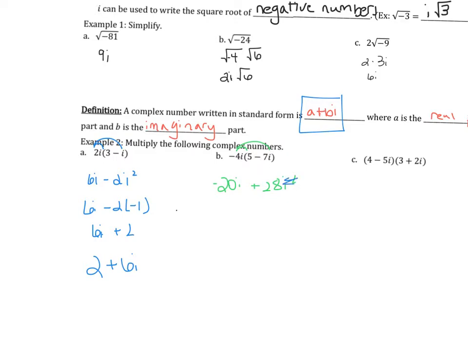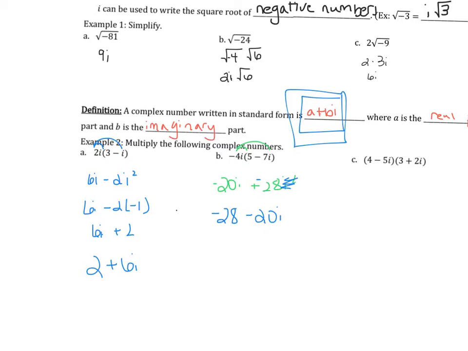So I get rid of the i squared and I change the sign. And then remembering that I have to rewrite it so that the real part's first, I flip them around. So the negative 28 is going to go first and the negative 20i is going to go second.